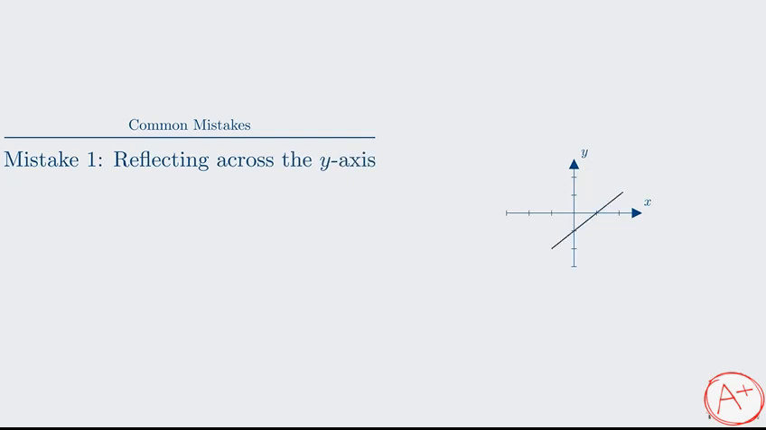Let's look at where students often lose marks in the exam. The first mistake is reflecting across the y-axis instead of the x-axis. Remember, the modulus is on the outside of the function, so it affects the y values. Only the vertical position changes, never the horizontal.